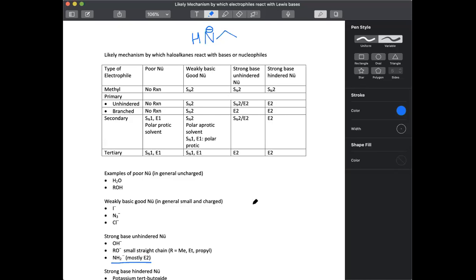Okay, so let's do this. I know this chart is a little weird, but anything that is this, E2. Because I've never seen this do SN2 ever on any of our exams.